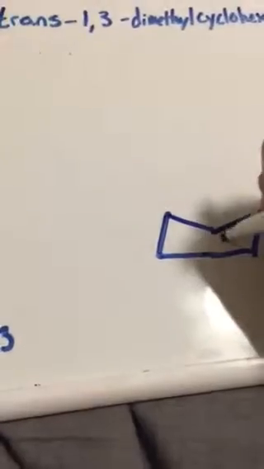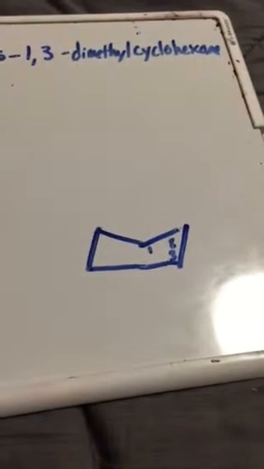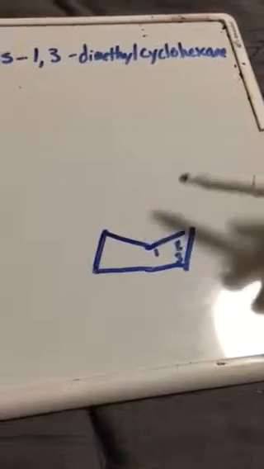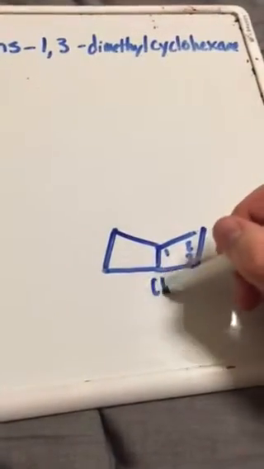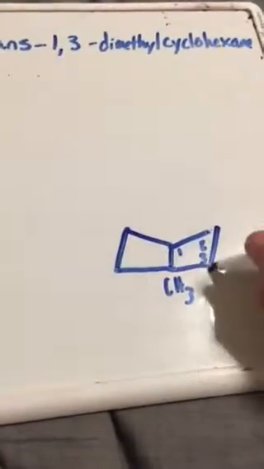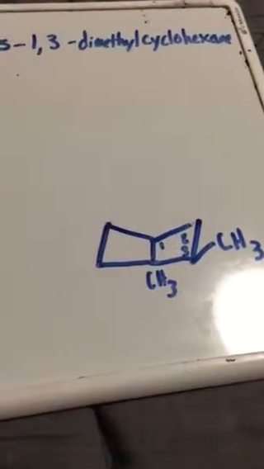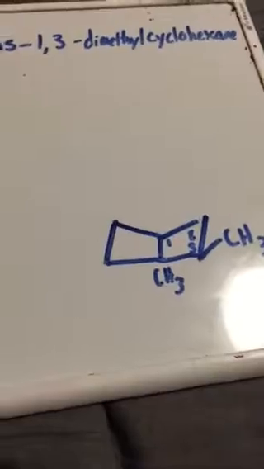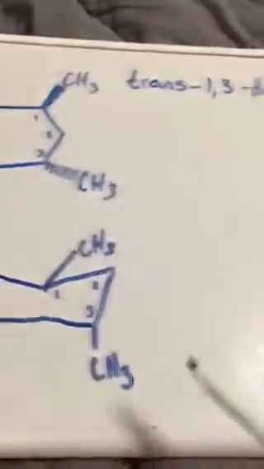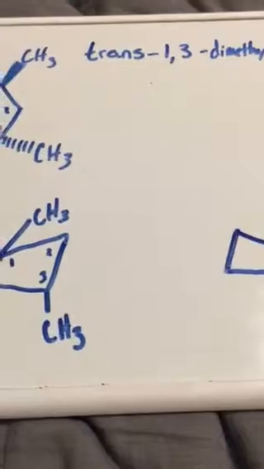so after the ring flip, this is still 1, 2, 3. What happens is that the group that was equatorial is now going to be axial, and the one that was axial is now going to be equatorial. And so this is really helpful because now you can see that you have both cases that are trans, and you've put each methyl group in both the axial and the equatorial position.